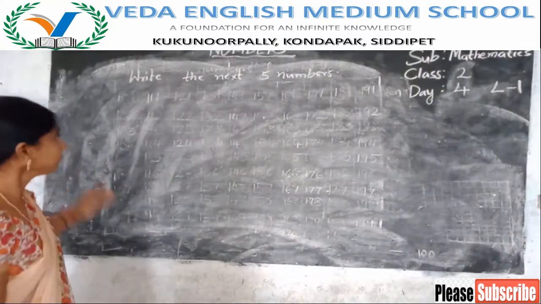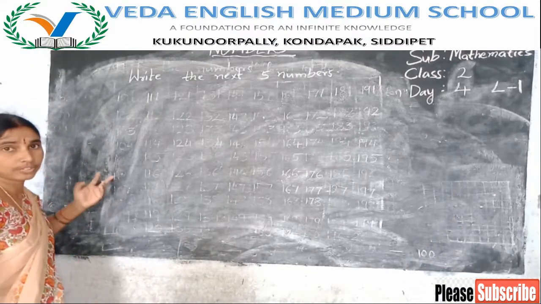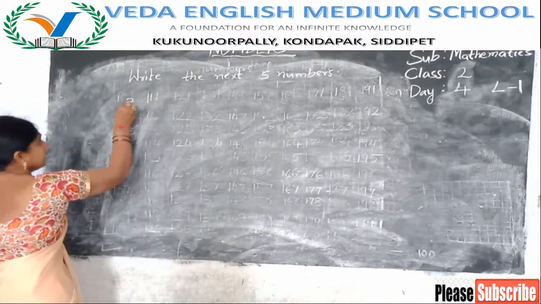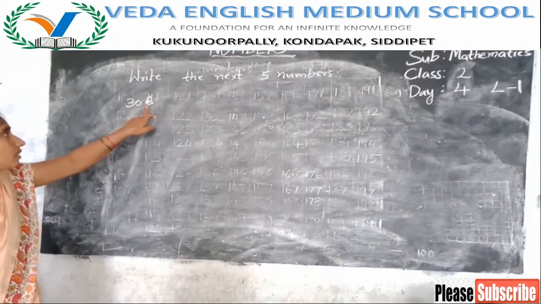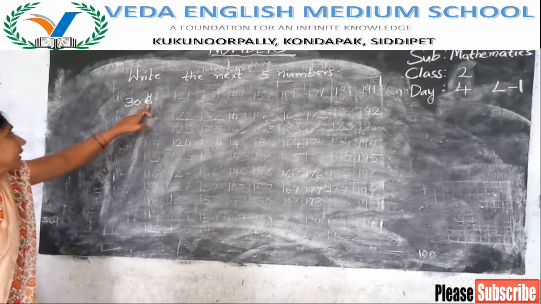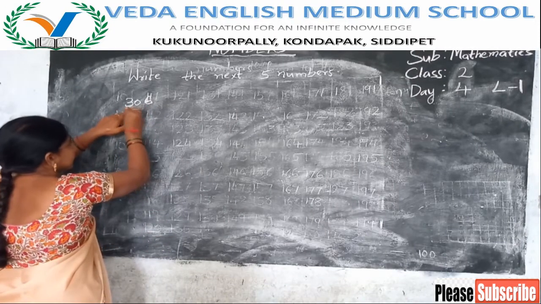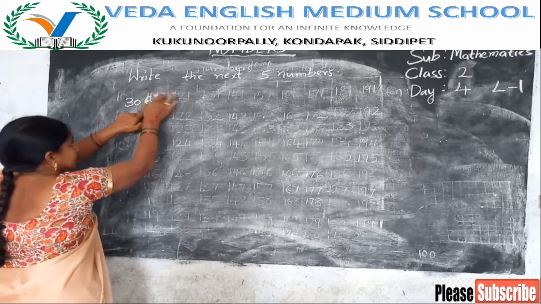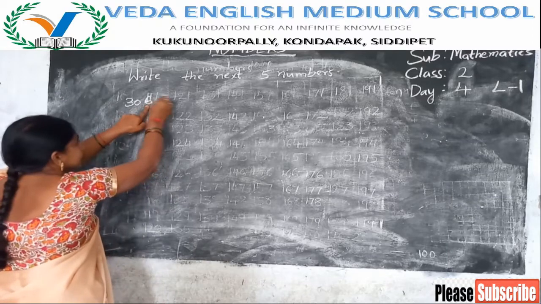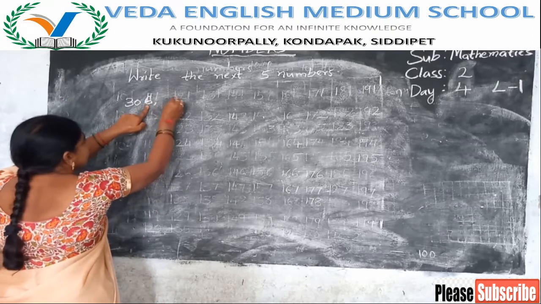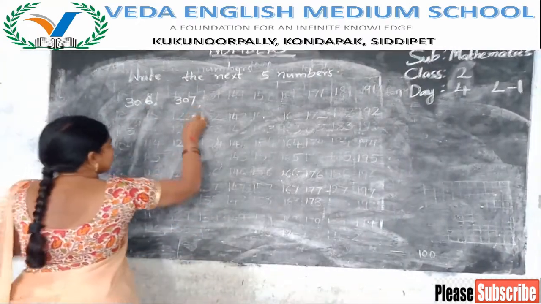Already you learned how to count 1 to 200. Same like this, this is how to write the numbers. Okay? 306. This is 306. What is the next number? Here 6 is the ones place. Don't change the tens place and hundreds place. See here, only the ones place is changing. When we add 1 to 6 it is 7. So the next number is 307.